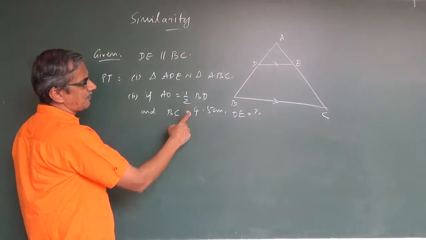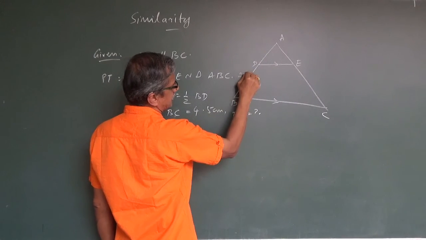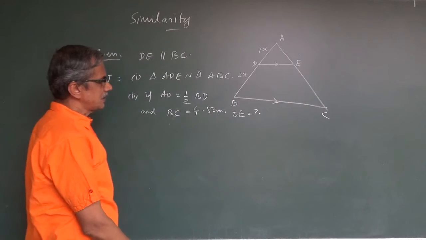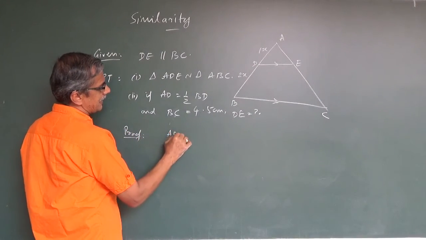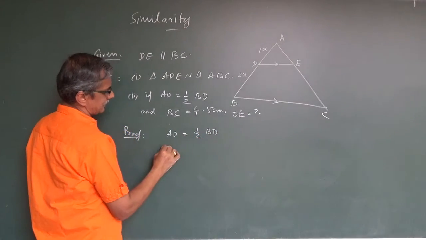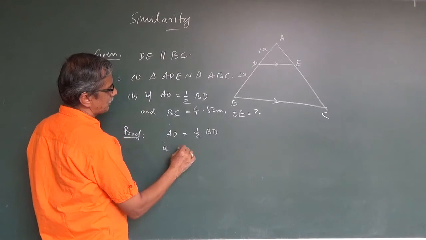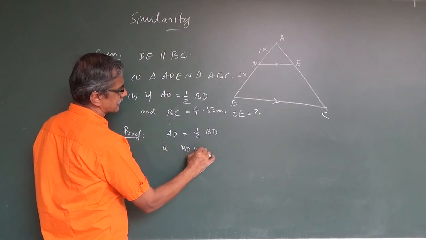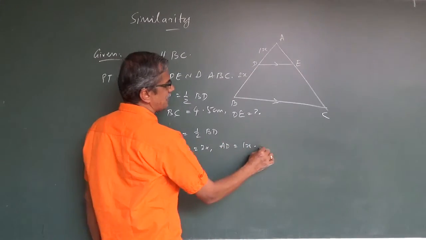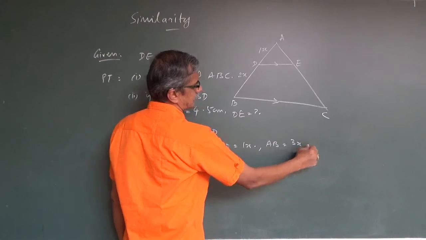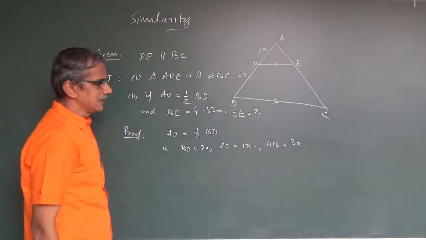Now AD is half of BD. Half of BD means if BD is 2x, AD is 1x. So BD is 2x and AD is 1x, which means AB is 3x. That is the meaning of that.